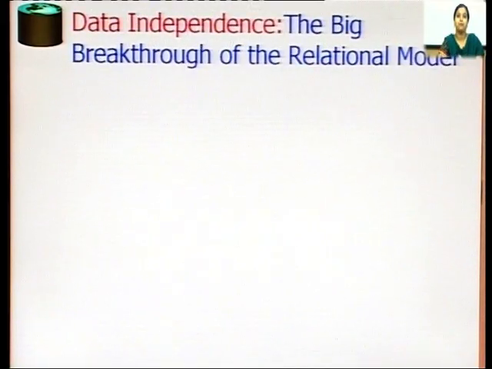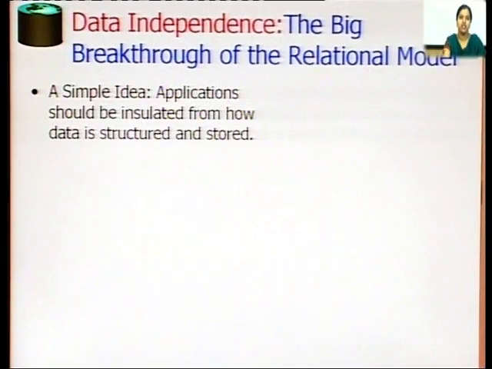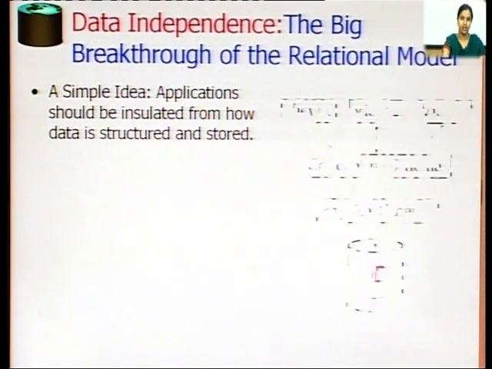So, this is the big breakthrough of the relational model, data independence, meaning the application should be insulated from how data is structured and stored. Once the data is structured and stored, it is insulated from the others. At one level we are storing the data, structuring the data, and using the data without affecting another view. This is data independence.